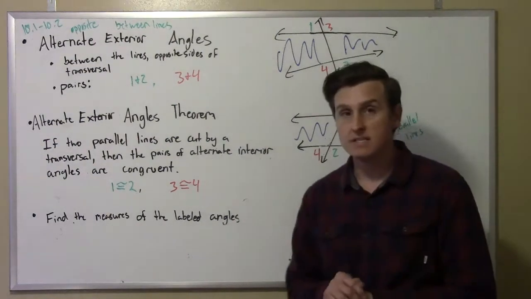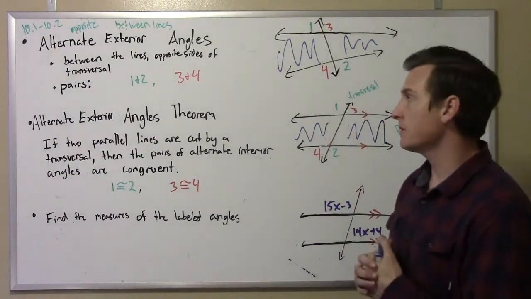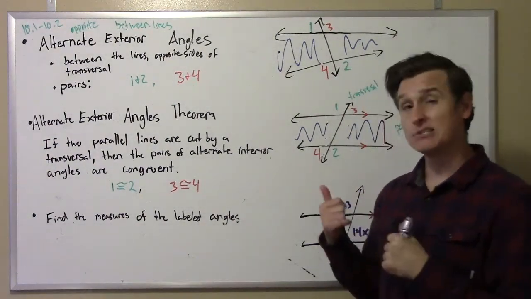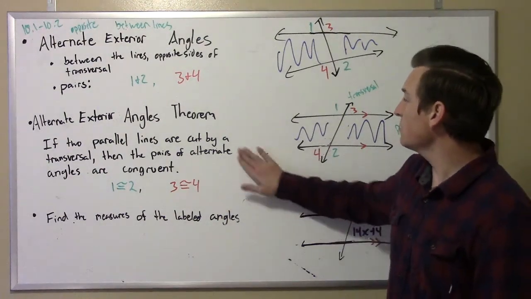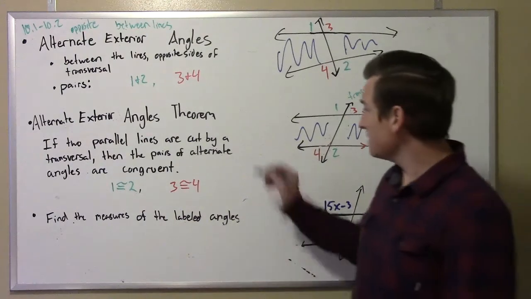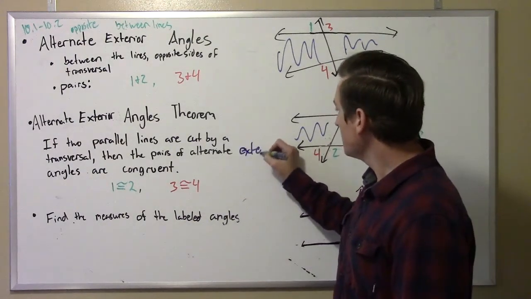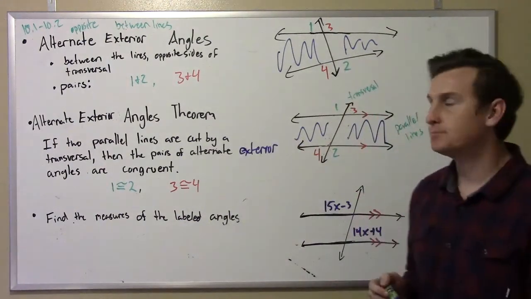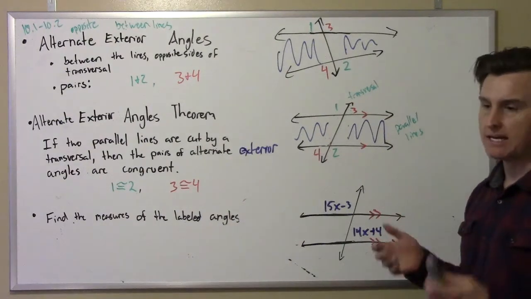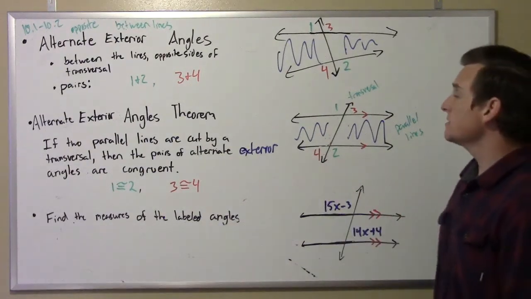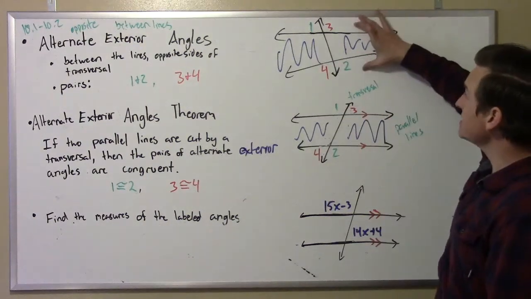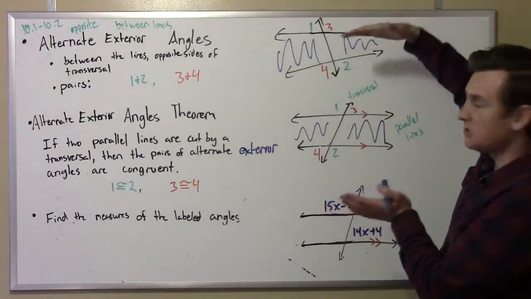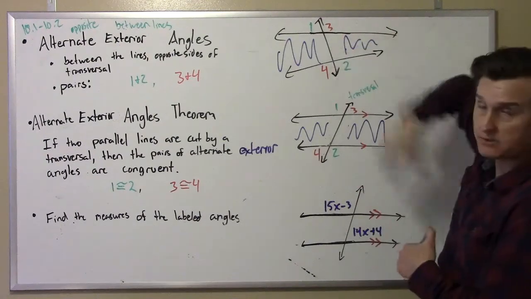Okay, this is the third angle relationship that we're going to talk about today. This one is actually pretty similar to the other ones. The only difference is we change the word interior to exterior. Okay, so now we're talking about the outside. Exterior means outside. So remember in the last video that the blue was the interior. Well, the exterior is outside of the two lines that the transversal crosses.